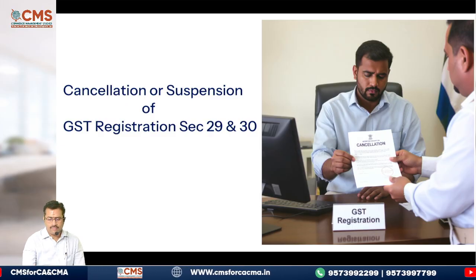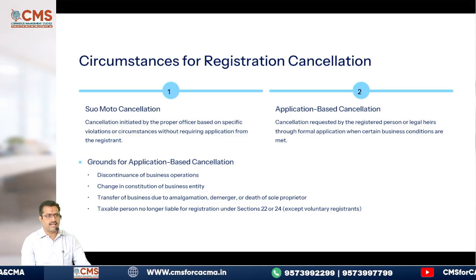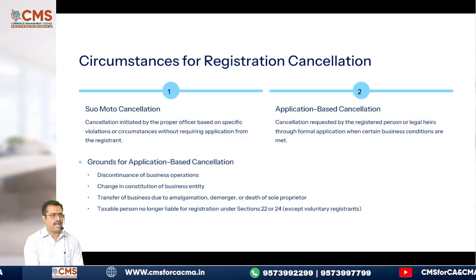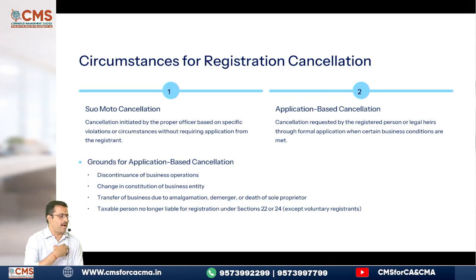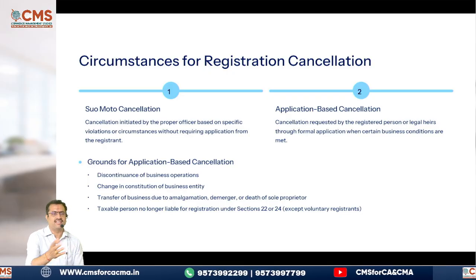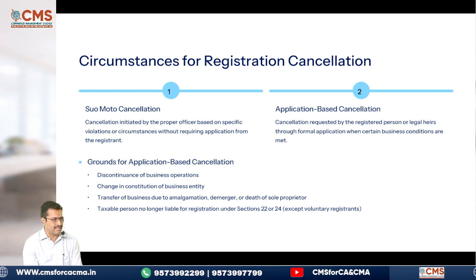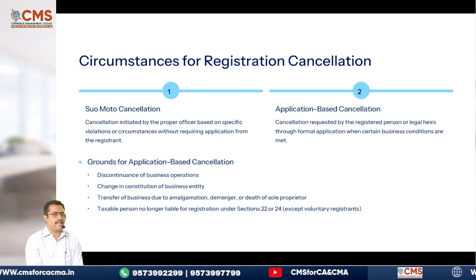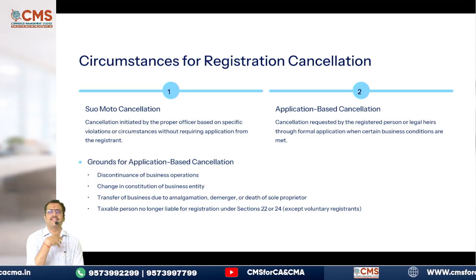So let's see one by one when the registration can be cancelled. So see, two circumstances I gave. One is suo moto cancellation. The other one is application based, where the taxpayer himself is going to apply. Now, grounds for application based cancellation. When will a taxpayer like me apply for cancellation?